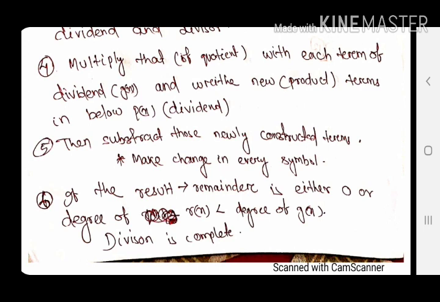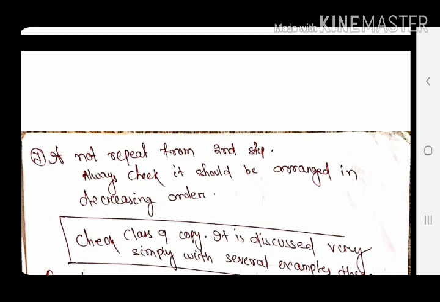After changing the symbol and subtracting, we finalize the remaining part, the remainder. We check if the degree of the remainder is less than the degree of the divisor; if so, it is completed. In the previous case we checked whether the remainder is less than the divisor or not. Here we always check whether the degree is less. If the degree is less than the degree of the divisor, then the division is complete. If it is greater, then we follow the same process again, repeating from step 2.